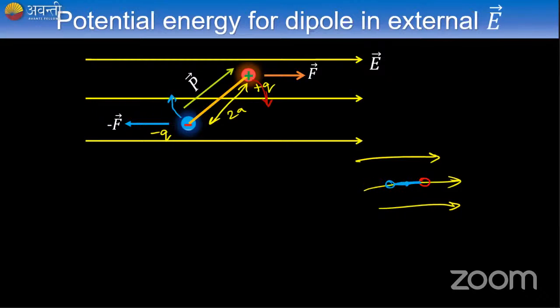See, this will try to pull here, this will try to push here. There will be no net force. There will be a pulling force on the negative charge and a pushing force on the positive charge. What is the net force, guys, in that case? What will be the net force between these two dipoles?